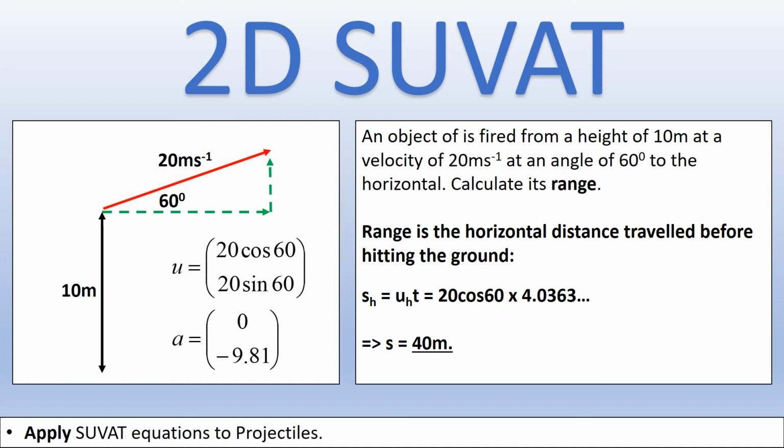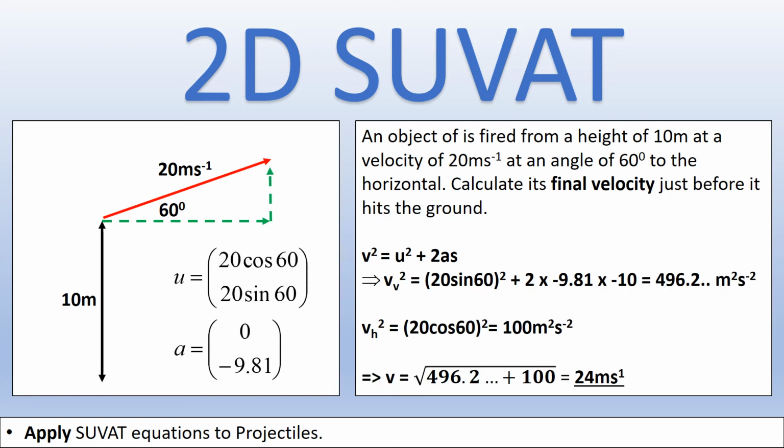So that's range. So the last thing we're asked to work out with a projectile is what its final velocity is. So this time we have to look at two different directions to get the overall velocity. So we can't just focus on one or the other. But in the horizontal direction, the velocity is never going to change. So if we know what it is to start with, we know what it is going to finish up with. So we don't need to do too much there.